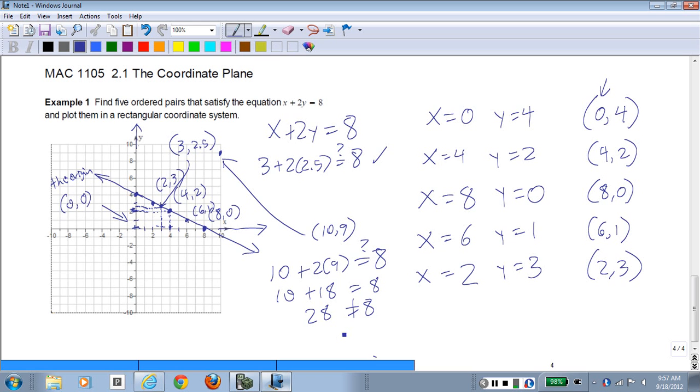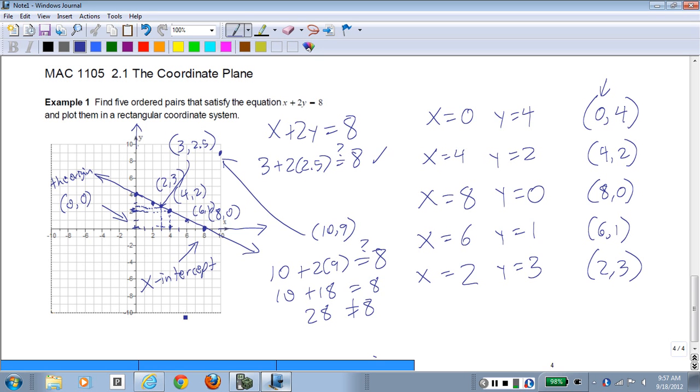So when we draw the graph like that, what we have is a picture of the solution set. We can't list all the solutions, but we can draw a picture of the solution set. Key points on there, I mentioned this a moment ago. A point on the graph where the graph intersects the x-axis is called an x-intercept. 8, 0 is the x-intercept.